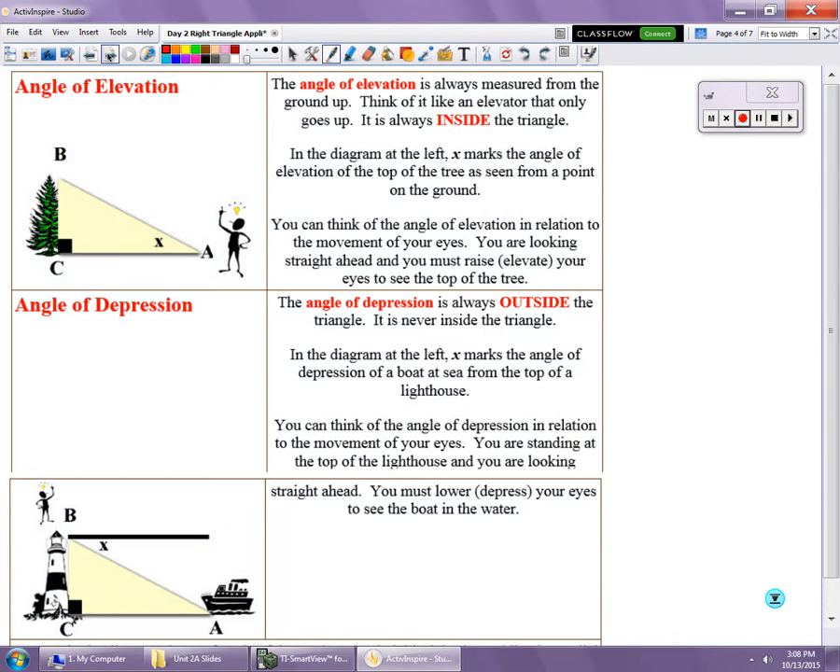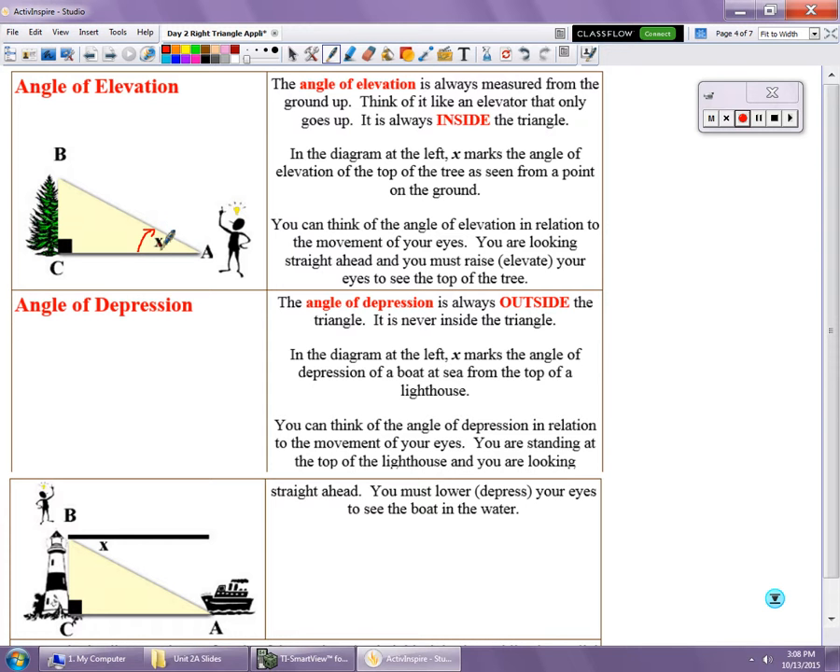Okay, we are talking about angle of elevation and angle of depression. They are the word problems for the right triangle trigonometry. The angle of elevation is always measured from the ground up. So it is this angle right here, from horizontal, looking across, up. And it is always inside the triangle.